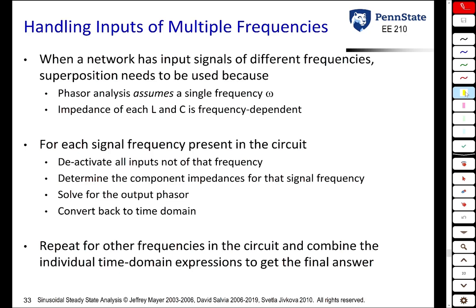In today's video lecture, we are going to finish the packet of notes dealing with sinusoidal steady-state analysis. The first topic we're going to look at is handling inputs of multiple frequencies. What do I mean by this?